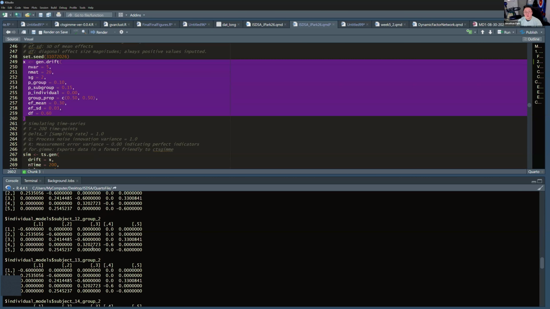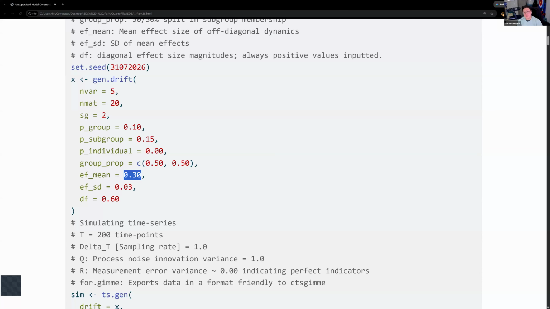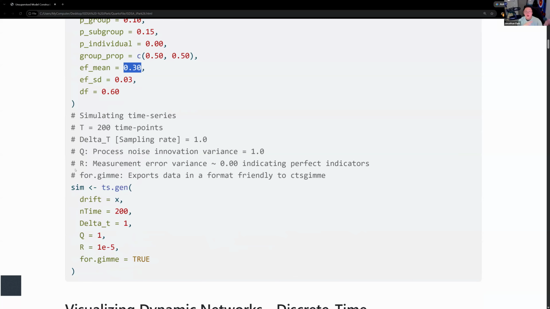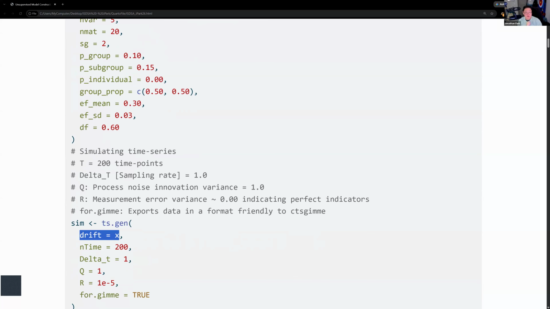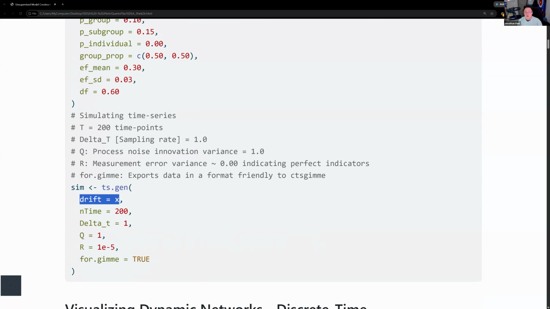You have a bunch of drift matrices. You know that they're stationary and they're all nice and good. Then we're going to simulate our time series. We're going to use this tsgen function that I wrote. You insert the output of this X function, so it will generate drift matrices for the number of subjects that you simulated. How many time points do you want? In this case, I want 200 time points at a sampling rate of 1 interval.